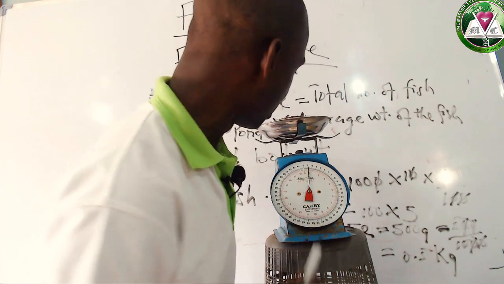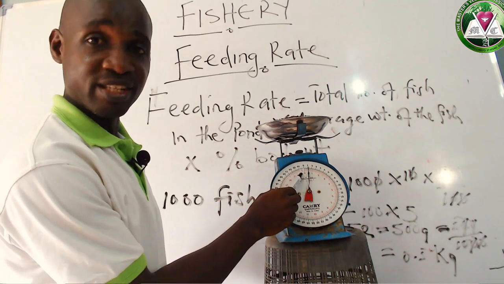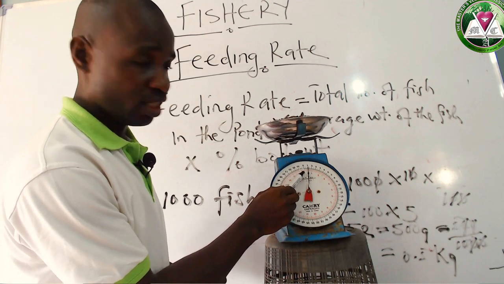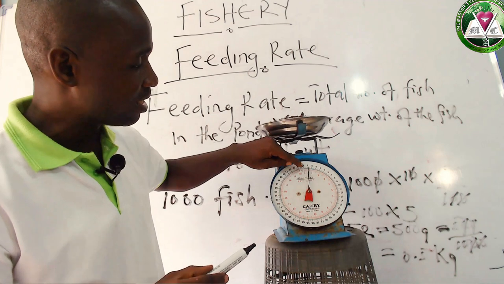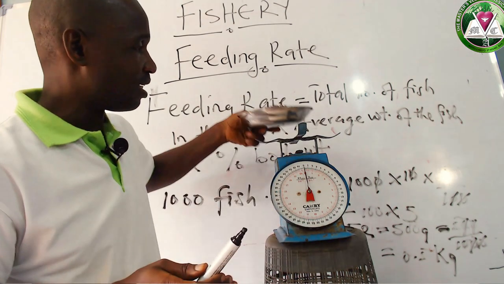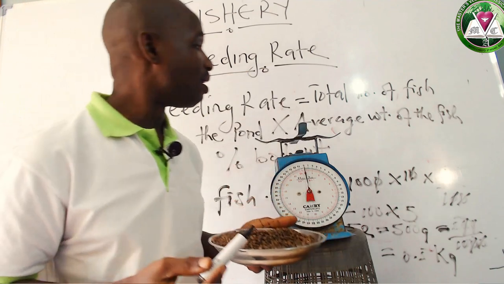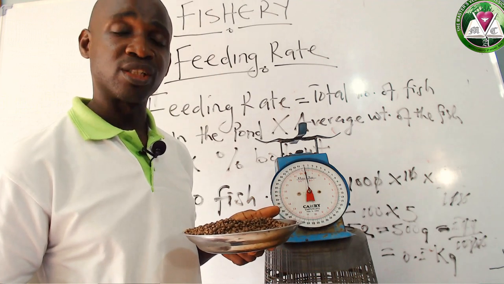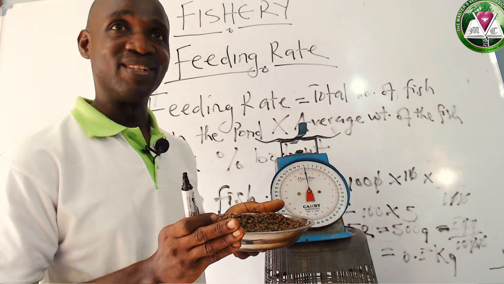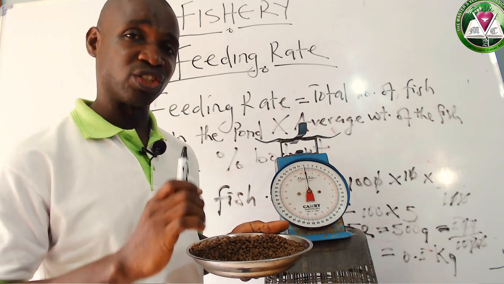Now, what we have here is about that 0.5 kg. Look at the red mark on the scale, it is in kg. So that's the one we are looking at. This is 0 kg, and if you move, you see that the pointer is at 0.5. So the quantity of feed on this scale is 0.5 kg. This is the amount of feed you need to feed 1,000 fish in a day.